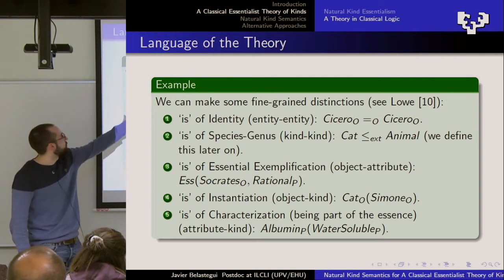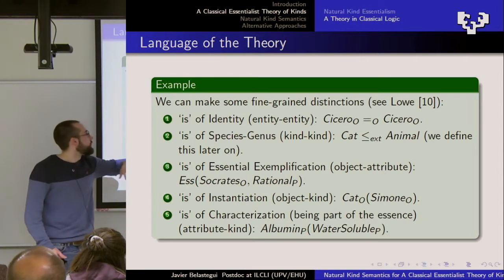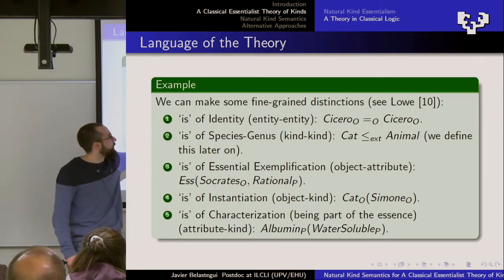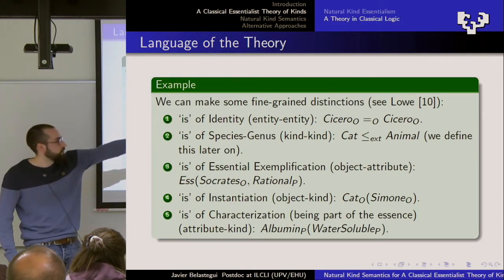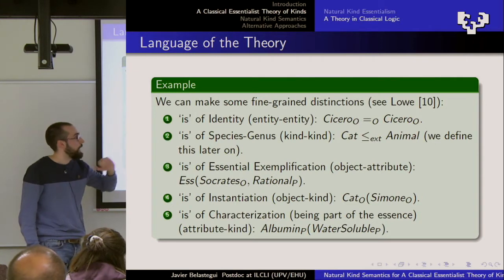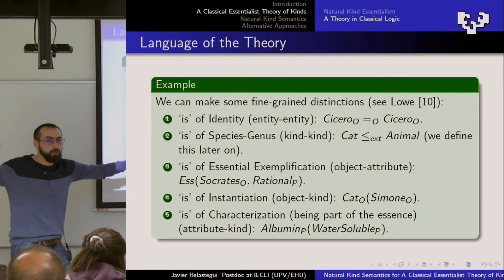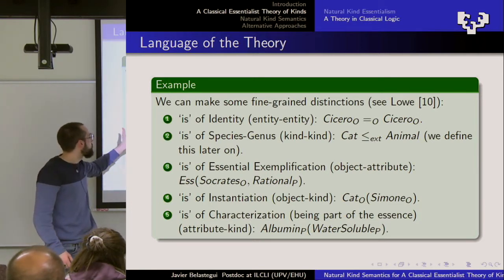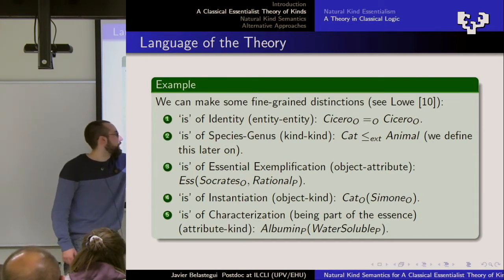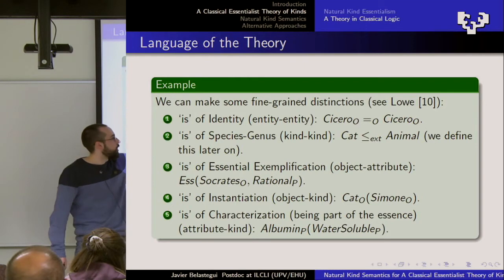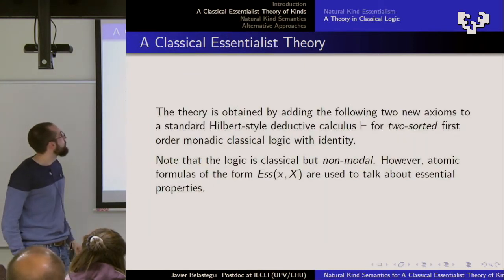We can say things like c0 is identical to c0, but also things like: cats are animals, in the sense that the kind cat is a species of the kind animal. I'm not quantifying over kinds, so this will just be an abbreviation of another, longer formula. And things like: Socrates is essentially rational, or Simon is a cat, so there's a relation between objects and kinds, stuff like that.